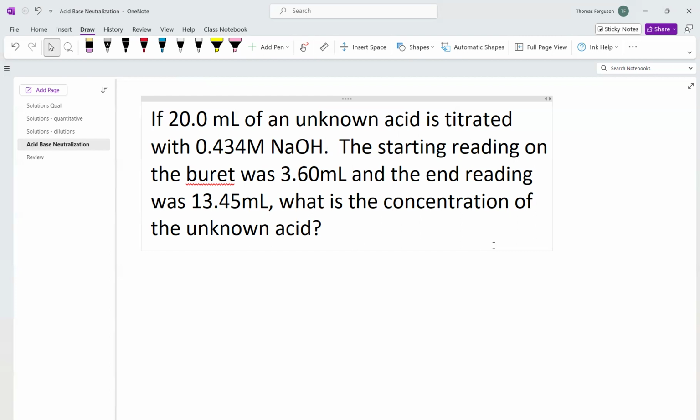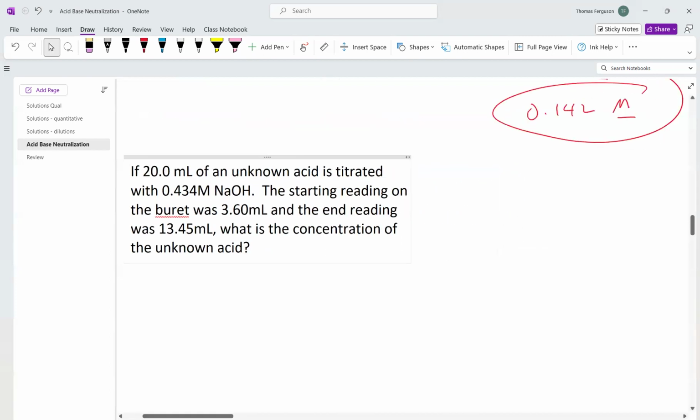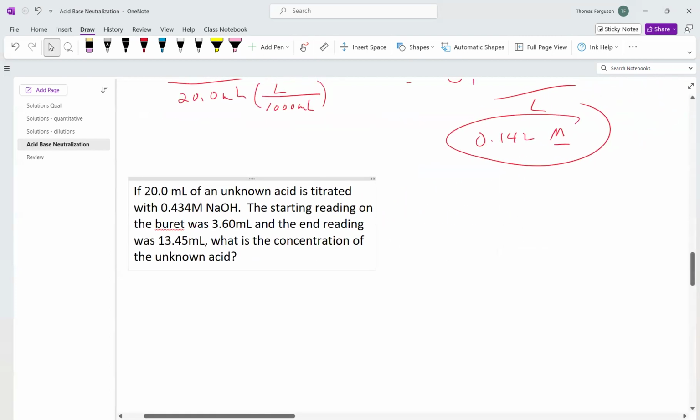Okay, so let's get going on this here. All right, so I'm going to diagram this out so you get an idea.